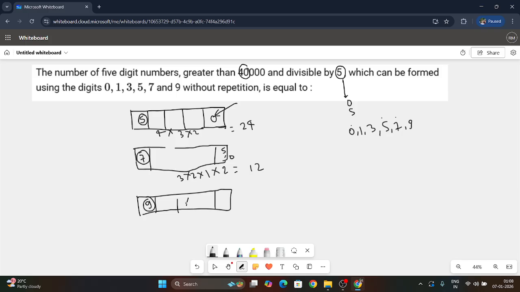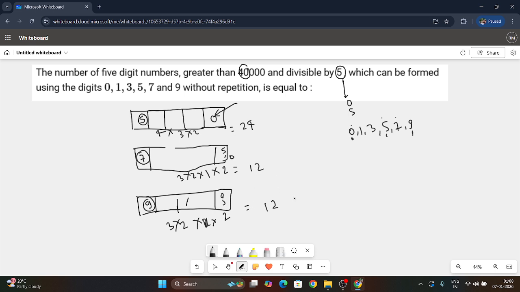Okay, and here this is 9. So 0 and 5, two possibilities, so 9 0 5. So 9, 0 and 5. Okay, so 3 numbers remain here, so 3 multiplied by 2 multiplied by 1, okay, not 2, 12. Okay, and these are the numbers which are divisible by 5 and without repetition also.